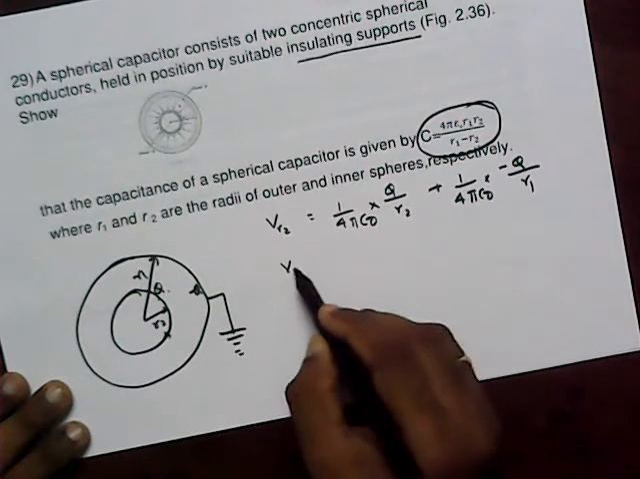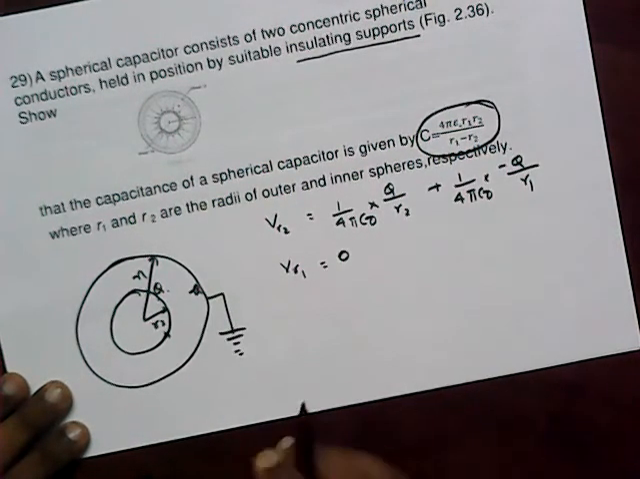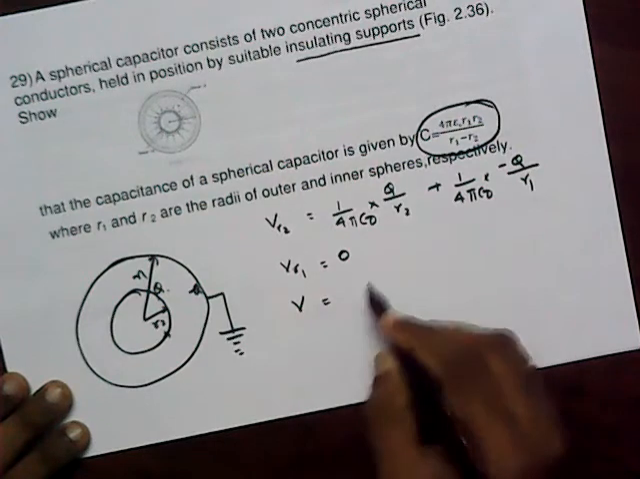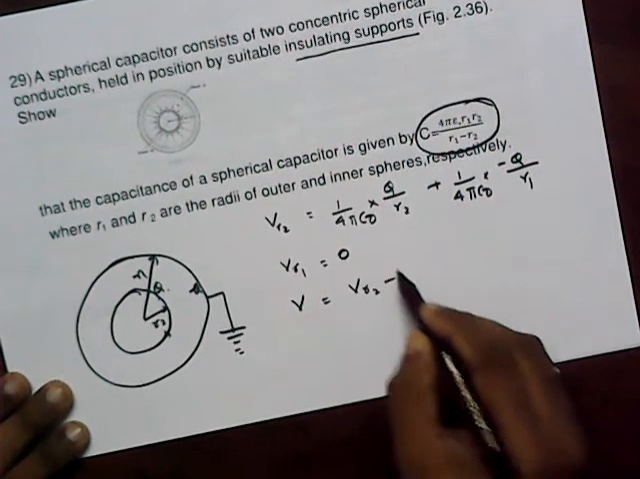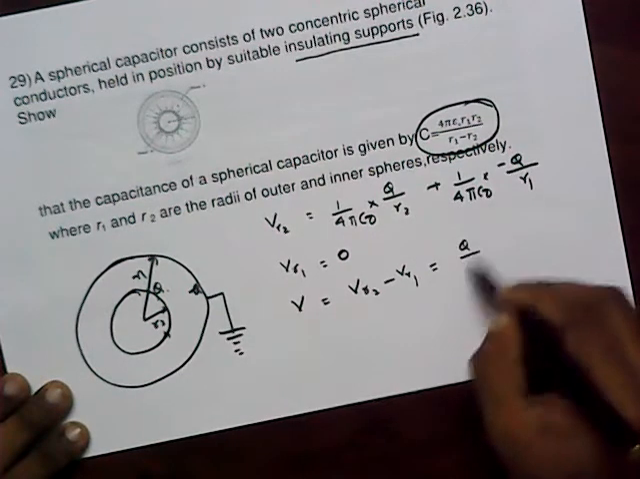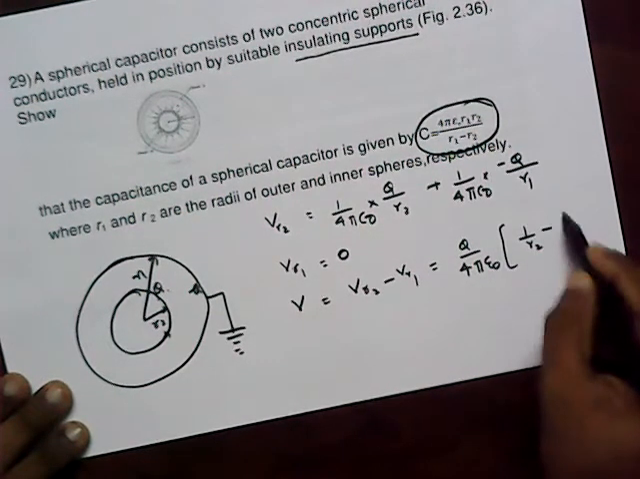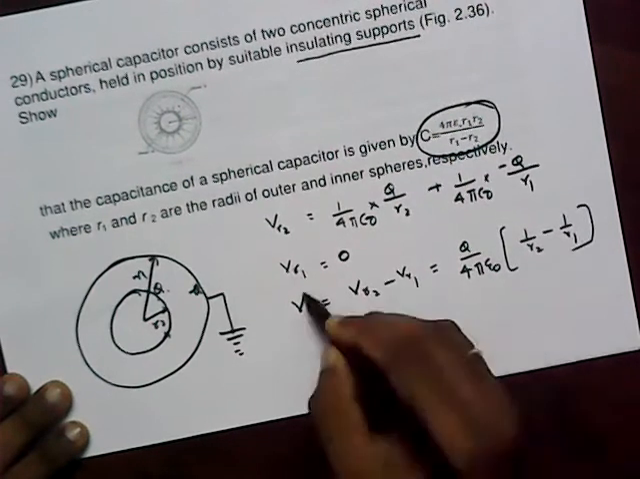And what is V at R1? Since it is earthed, the value is 0. So what is the net potential difference? It is V at R2 minus V at R1, which is nothing but this value. We can take Q by 4 pi epsilon 0 in common and write 1 by R2 minus 1 by R1. So that is the potential.